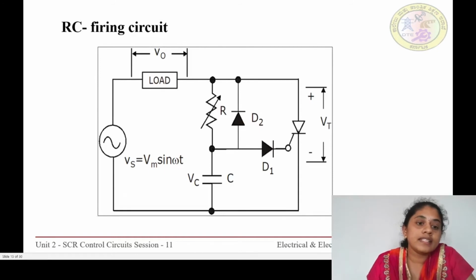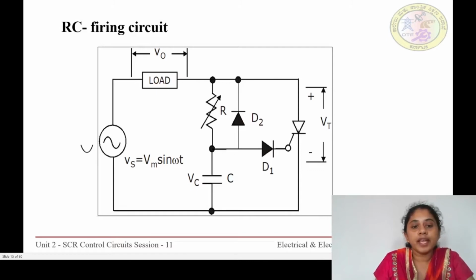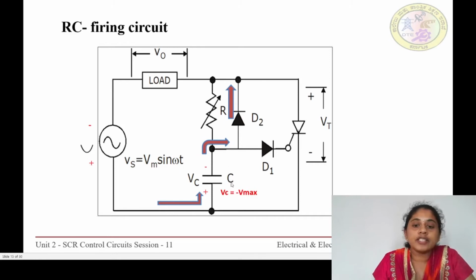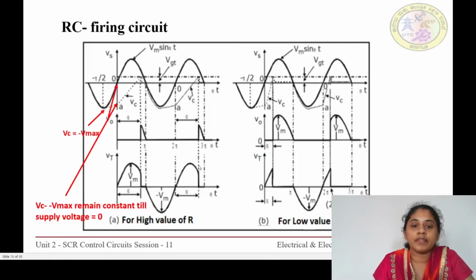Let us analyze the circuit considering the negative half cycle of the supply. With the negative half cycle of the supply, the capacitor starts charging with the lower plate as positive and the upper plate as negative via the diode D2. This capacitor charges till the negative maximum, that is minus V max.